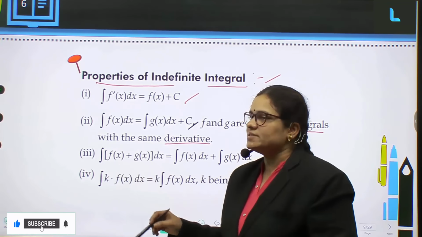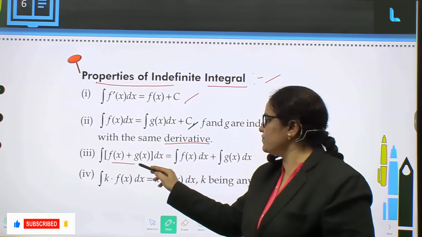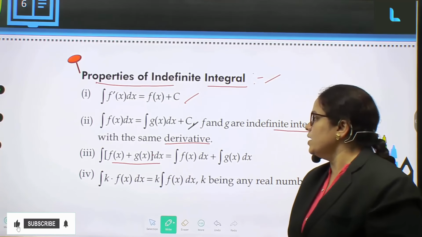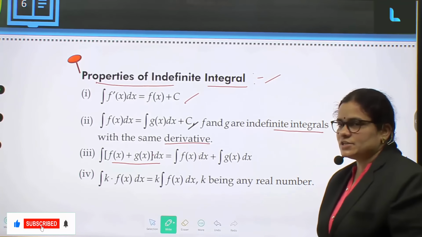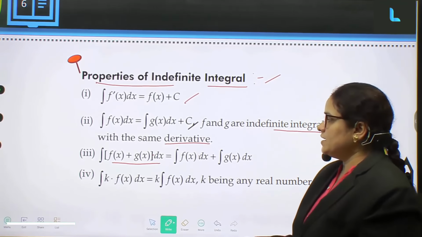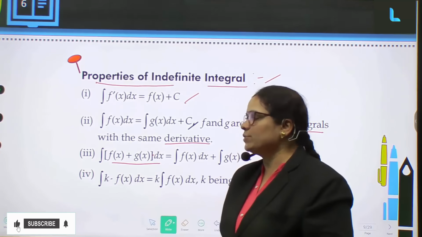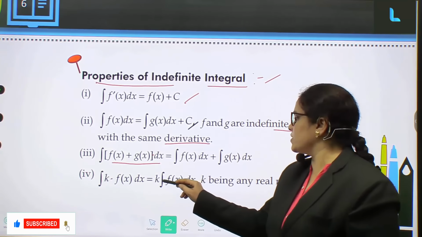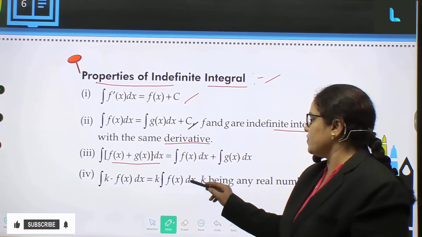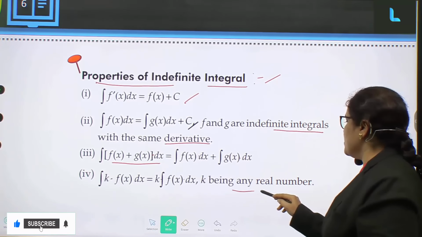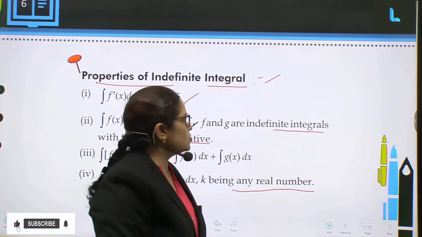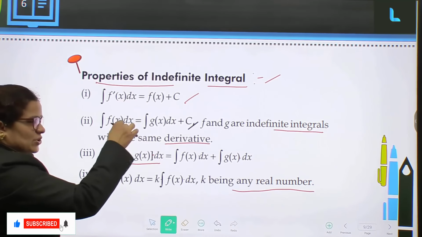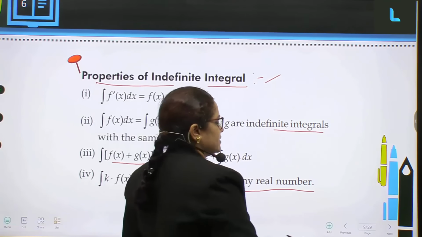Next, the third one is integral of f of x plus g of x into dx equal to integral of f of x into dx plus integral of g of x into dx. Next, the fourth one: integral of k into f of x dx equal to k into integral of f of x into dx, where k is any constant real number.